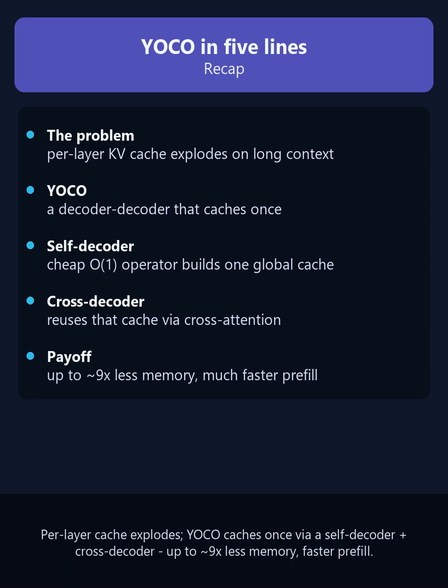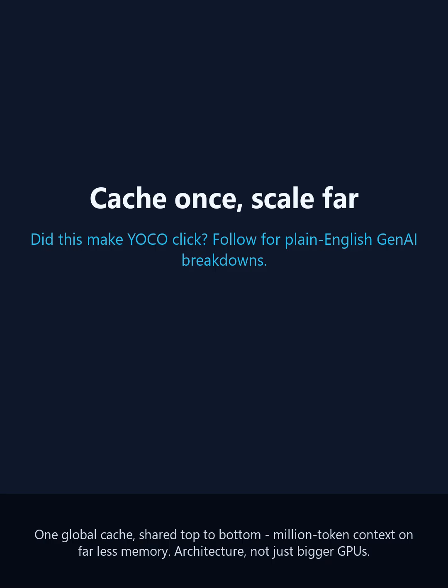Let's recap. Standard transformers keep a key-value cache in every layer, and it explodes on long context. YOCO splits the model into a self-decoder that builds one global cache with a cheap, constant memory operator and a cross-decoder that reuses that single cache through cross-attention. Prefill early exits at about half the layers. The payoff is up to roughly 9 times less memory and dramatically faster prefill at long context, with quality that holds up.